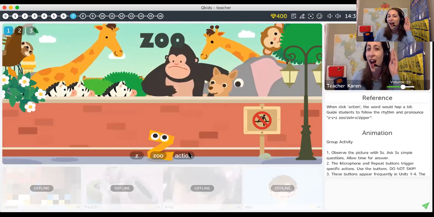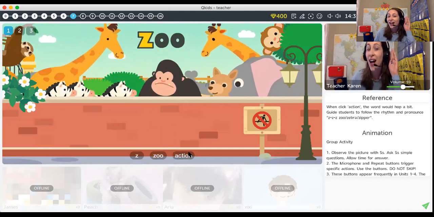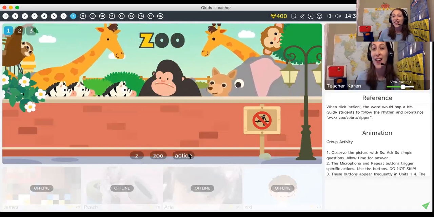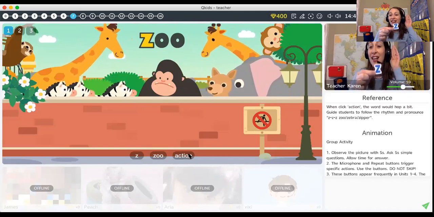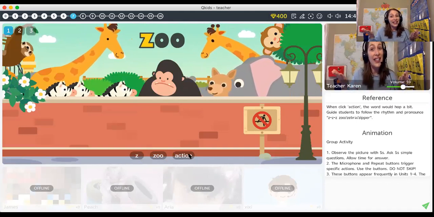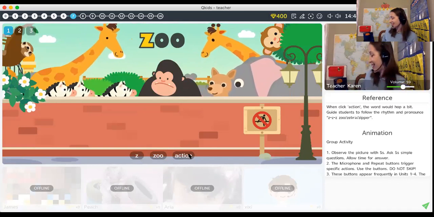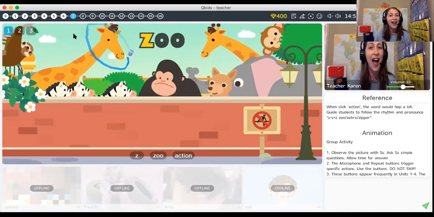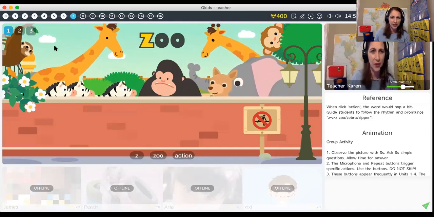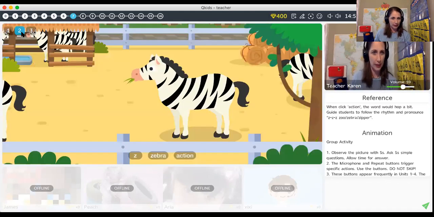Ready? Here we go. Ready? Zzz, zzz, zzz. What is it? Yes, zoo. What animals do you see? What is this? A giraffe, and I'll go through all the animals. That's another way to extend it.